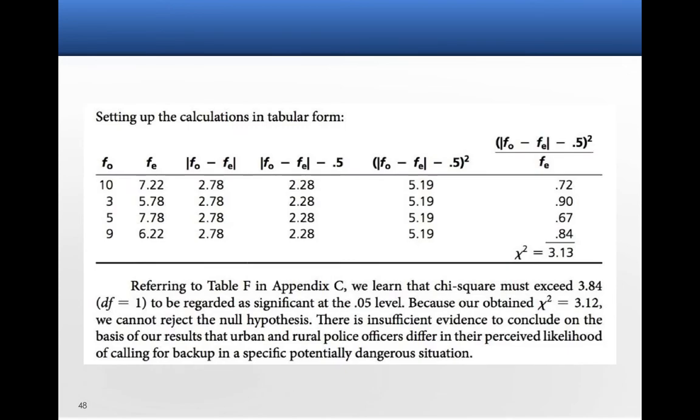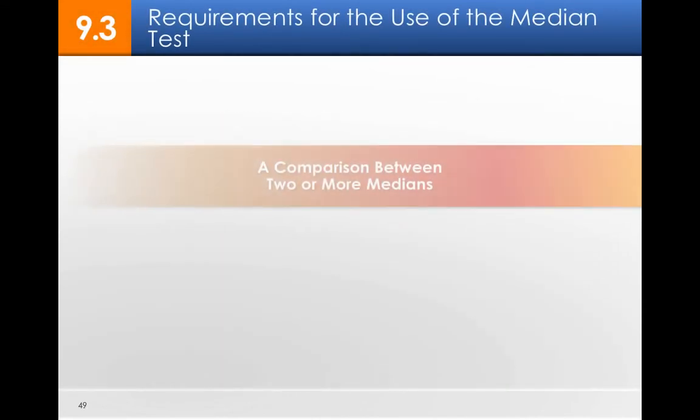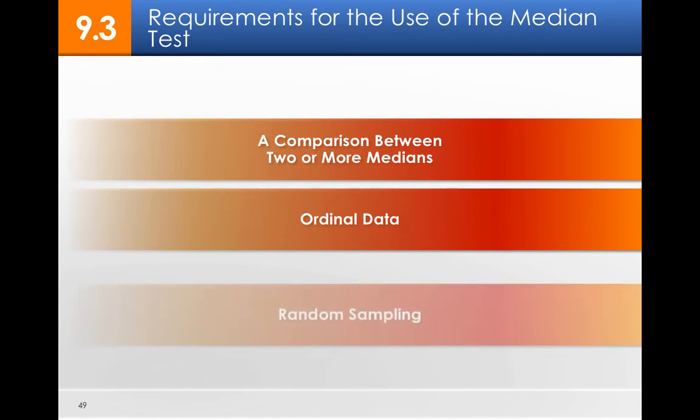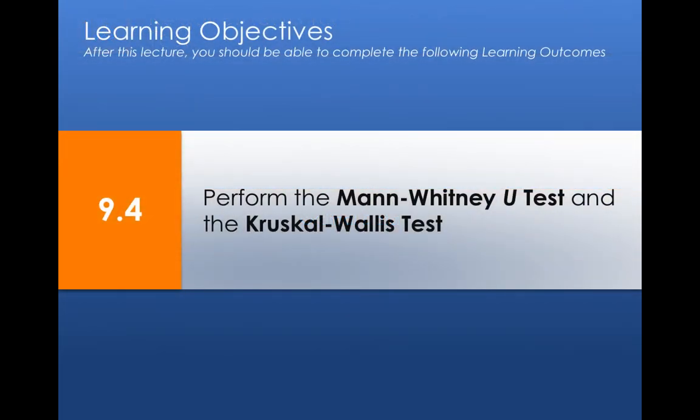Right? And here's our table. So our chi-square is 3.13, but the critical value is 3.84. So we cannot conclude that there's a difference in readiness to call backup between urban and rural police officers. So we need a comparison between two or more medians, ordinal data, random samples.